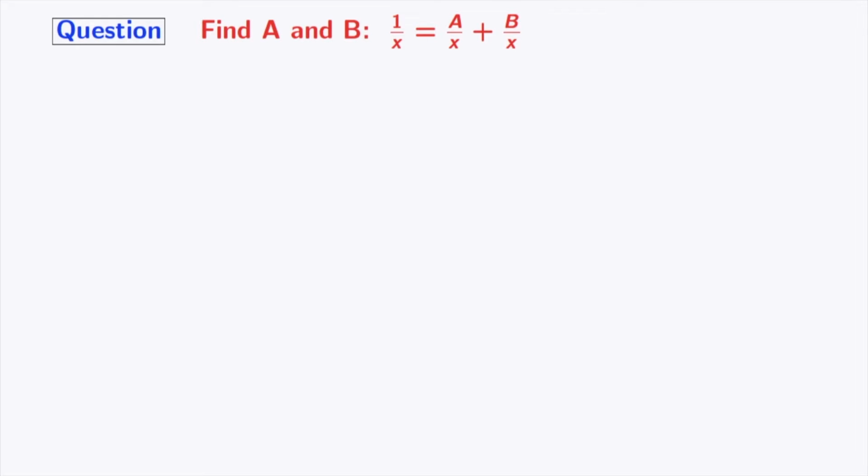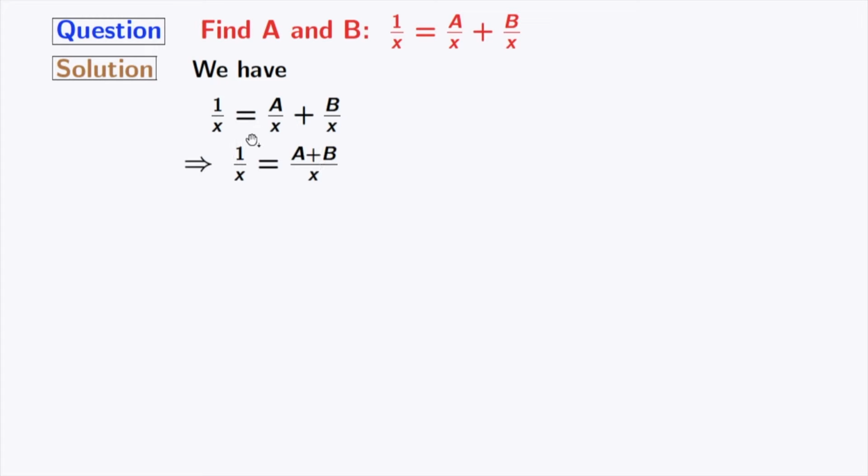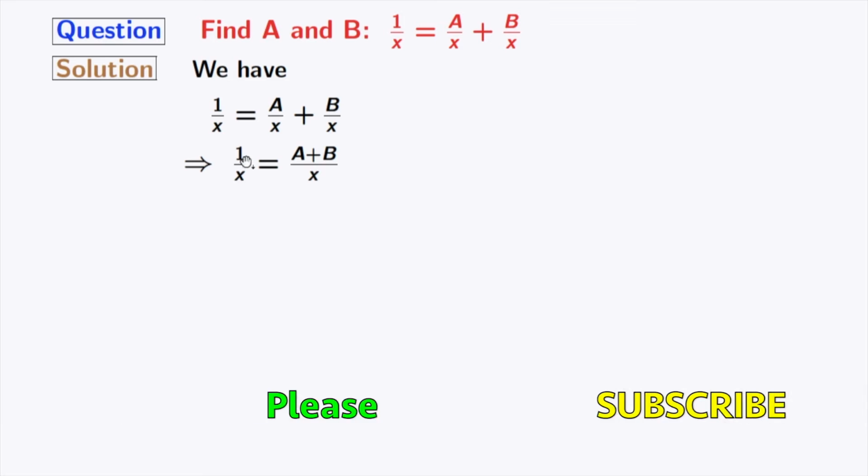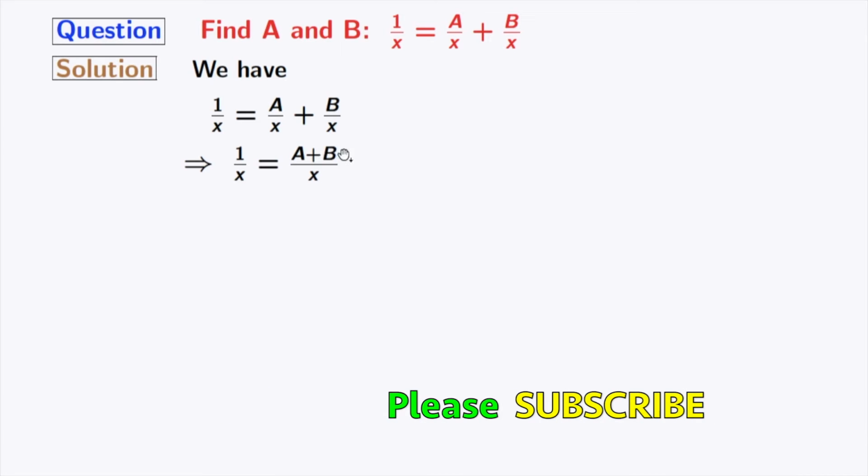In today's video, we will learn to find the values of a and b from the equation 1/x = a/x + b/x. So let's start. This is our given equation. Simplifying this, we get 1/x = (a + b)/x.